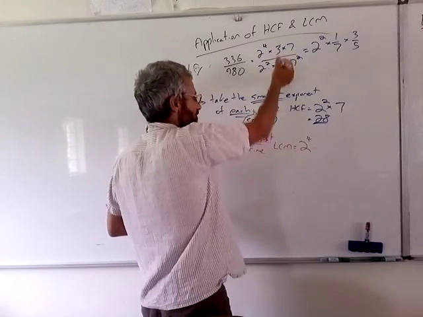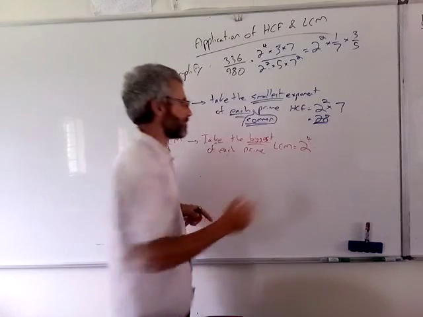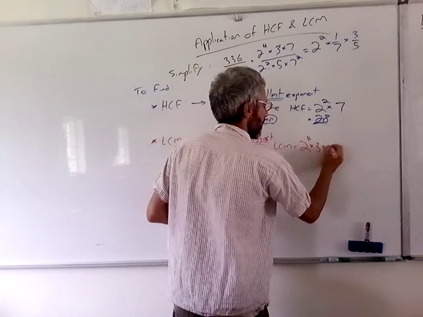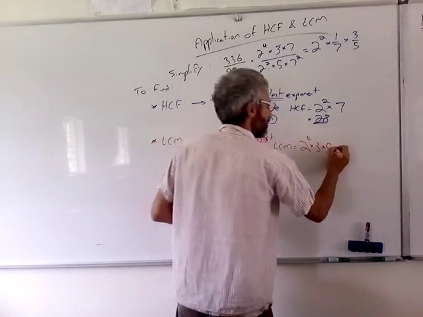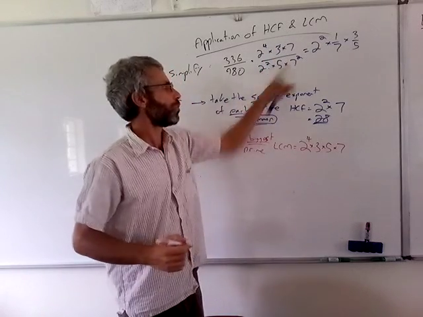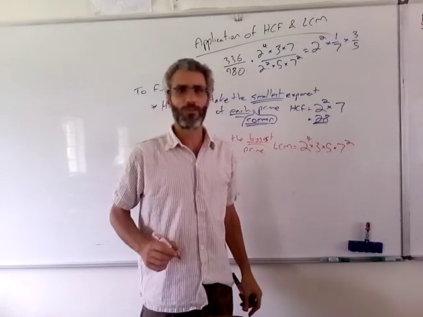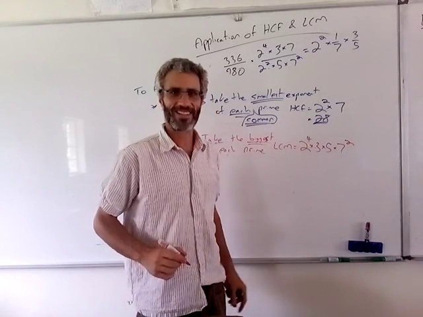Now I've got 3 and 5. I'm not looking for common primes, I'm adding all the primes. So it's going to be times 3, times 5, times 7. Which exponent are we going to use? We're going to use the biggest. 1 or 2, it's going to be 2. And that I will need to put into the calculator. I can't calculate that in my head.